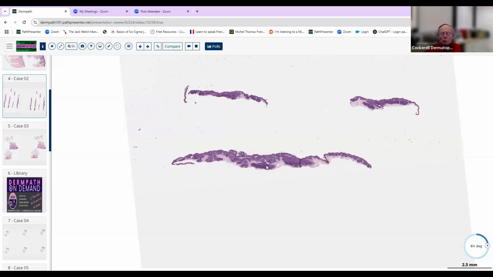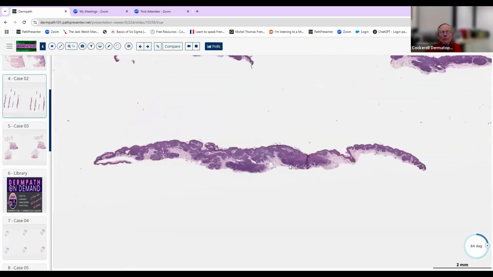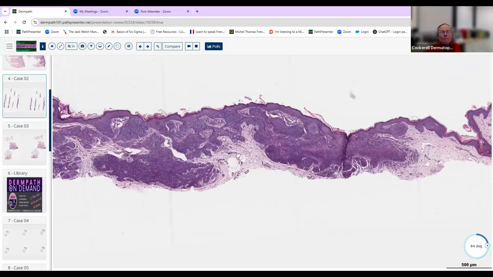We see something that looks bluish here. It looks like it's contiguous with the epidermis. We don't see spindle morphology. So we're going to favor this being an epithelial process. And as we go to higher magnification, we're going to confirm that.